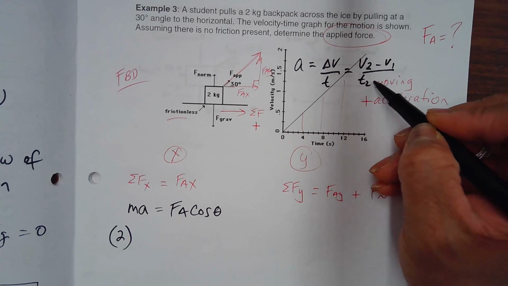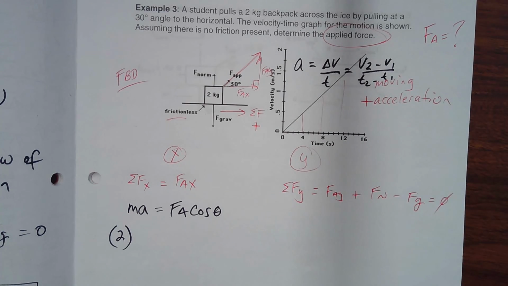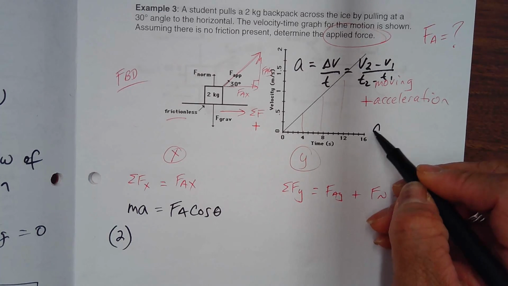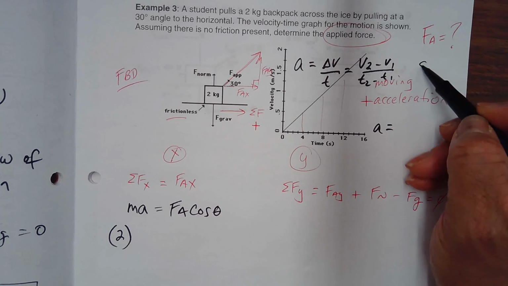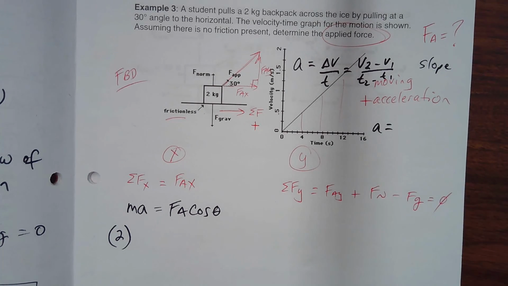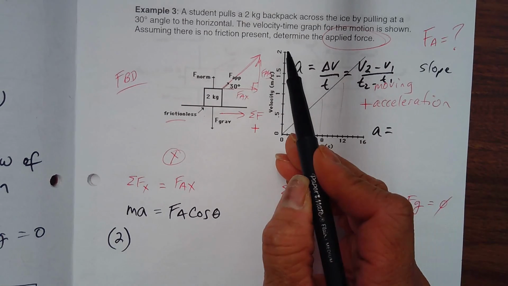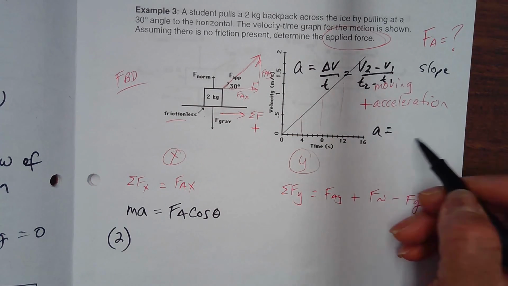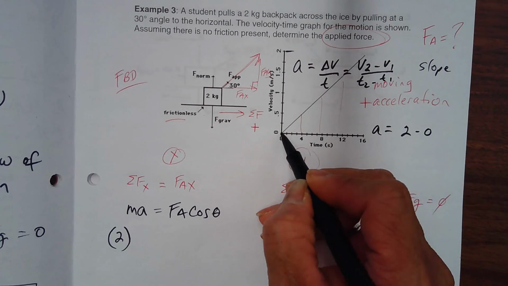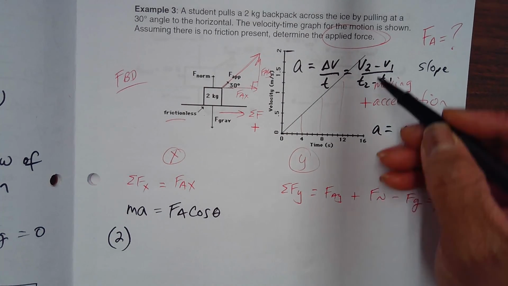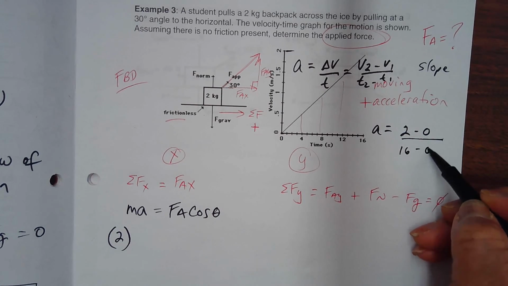Okay, so you need to calculate the acceleration from the graph. And how do we do that? Slope. That's what slope is, rise over run, right? So I'm going to go all the way to the very top. So this is 2 right here. 2 minus 0, it started at 0, divided by 16 minus 0. I think that goes to 16. So what's 2 divided by 16?